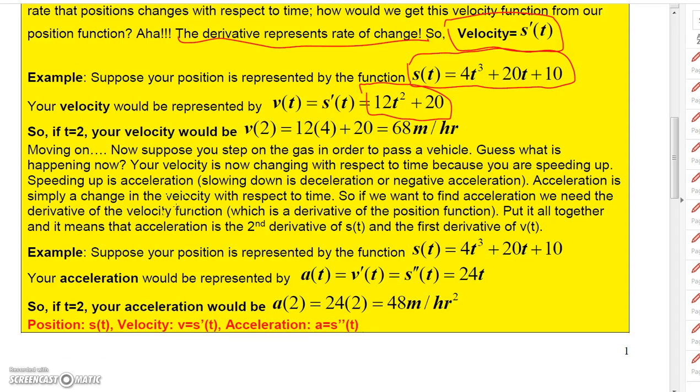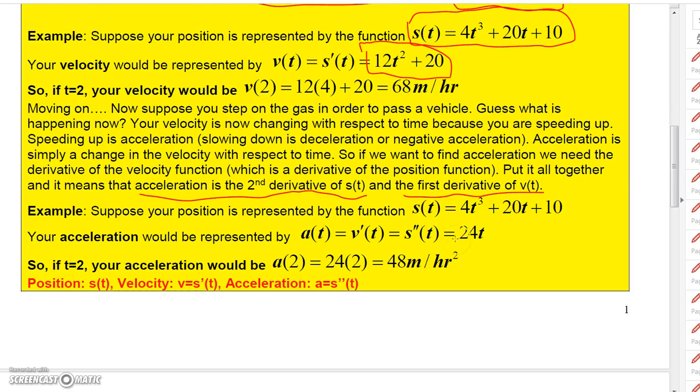Okay, let's move on. Now suppose you step on the gas in order to pass a vehicle. Guess what's happening now? Your velocity is now changing with respect to time because you're speeding up. Speeding up is acceleration, slowing down is deceleration or negative acceleration. Acceleration is simply a change in the velocity with respect to time. So if we wanted to find acceleration, we would need the derivative of the velocity function, and the velocity is a derivative of the position function. Put it all together and it means that acceleration is the second derivative of your position function or the first derivative of velocity.